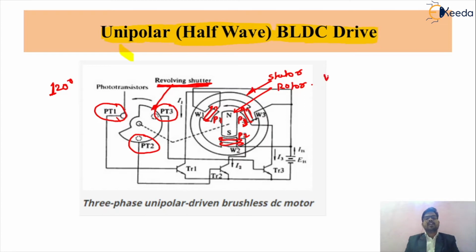So what do we mean by W1, W2 and W3? This is the winding that is called the stator winding. As we have seen, this is the stator winding of your unipolar BLDC motor.